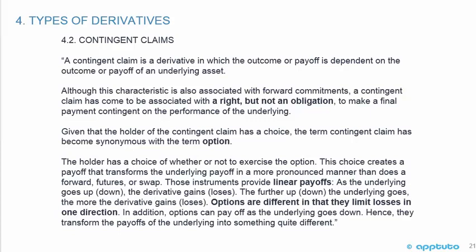This choice creates a payoff that transforms the underlying payoff in a more pronounced manner than does a forward, future, or swap. Forwards, futures, and swaps provide linear payoffs. As the underlying goes up or down, the derivative gains or loses. The further up or down the underlying goes, the more the derivative gains or loses. Options are different in that they limit losses in one direction, okay? So when you buy an option, your maximum downside is just the premium that you've paid. In addition, options can pay off as the underlying goes down, for example, buying a put option. Hence, they transform the payoffs of the underlying into something quite different.